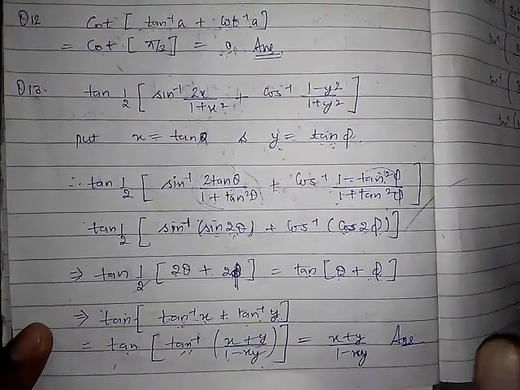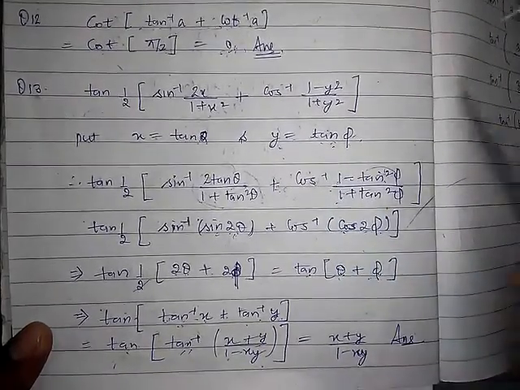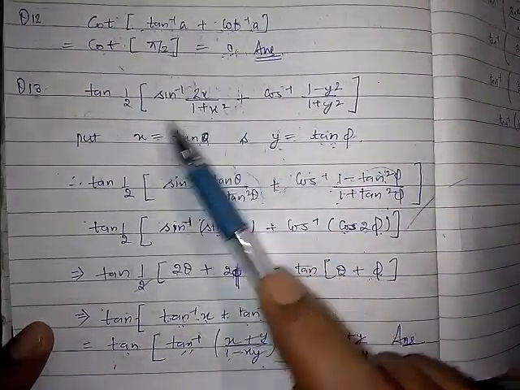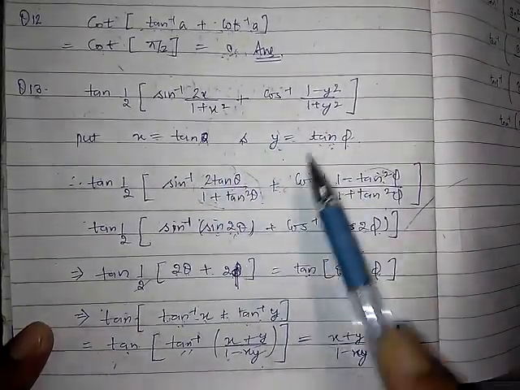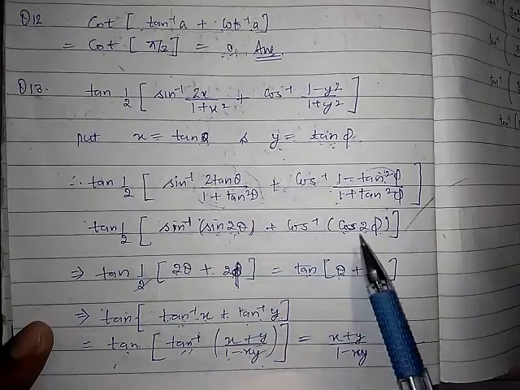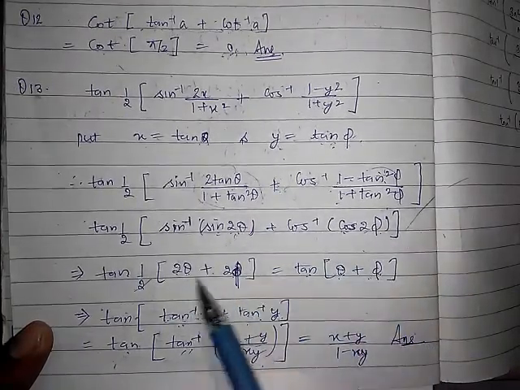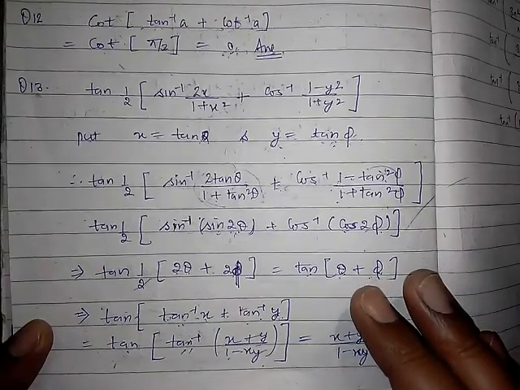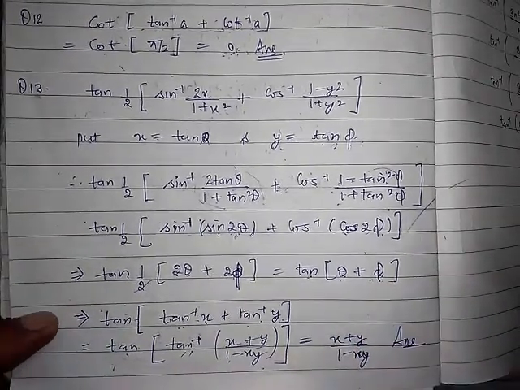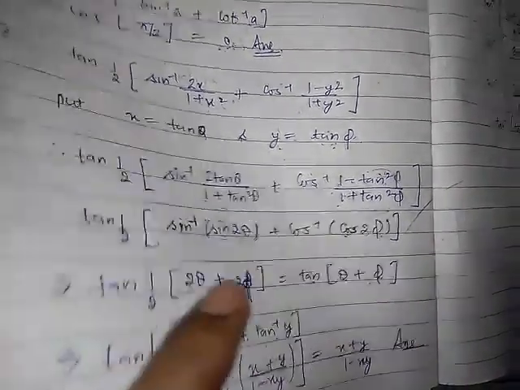Clear? I hope you have understood. So listen one more time. Here we will put x is equal to tan theta. Here we will put y is equal to tan phi. The form will be of sine 2 theta and cos 2 phi will be cancelled out. Ultimately, you will proceed further to the answer. Clear? So let's move to our question number 14.